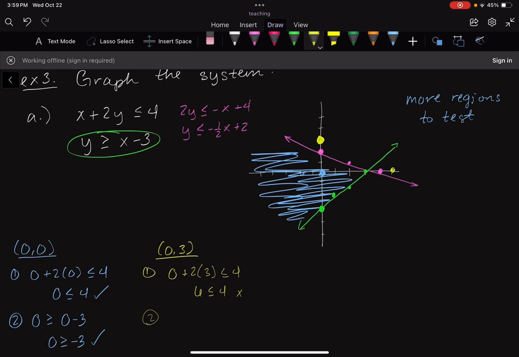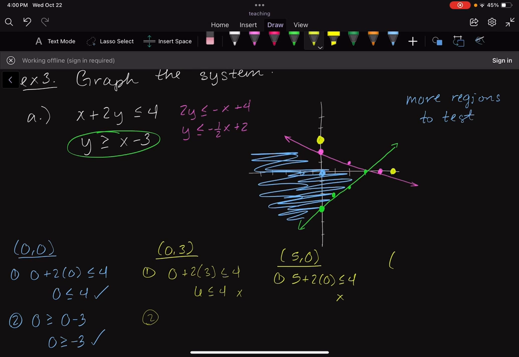Let's see if I test over here. You'll notice that I like to do the X or Y axis if I can. It's just because anytime I can plug in 0, that'll be nice. So I'm plugging in the point 5, 0. So I got 5 plus 2 times 0 less than or equal to 4. That is not true. So that is not going to get shaded.